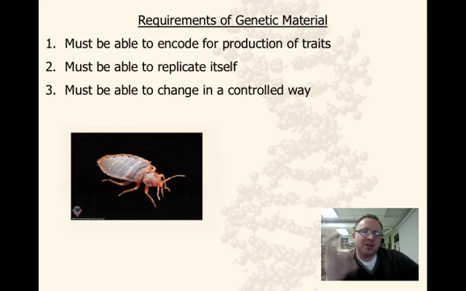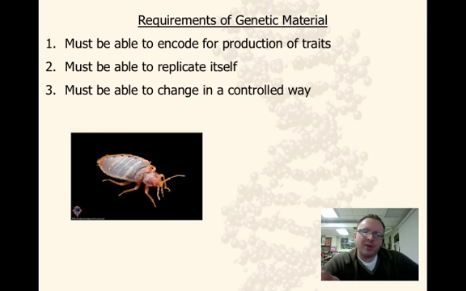Finally, genetic material has to be able to change in a controlled way. Think about this. If the genetic material for all living things was exactly the same and it never changed, what would we all look like? We'd all look pretty much the same, right? And we know that that's not the case. So the genetic material has to be able to change in a controlled way. And now, with our modern understanding of genetics, we know that what that really means is mutation.